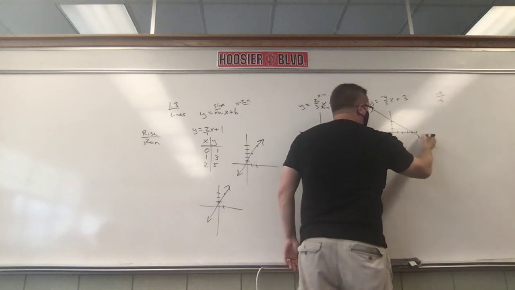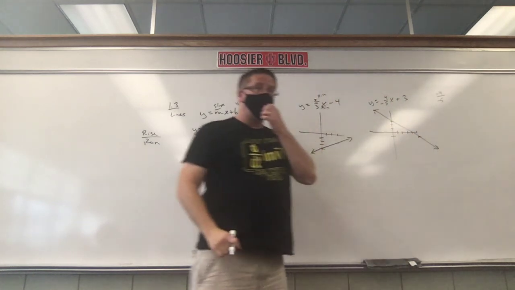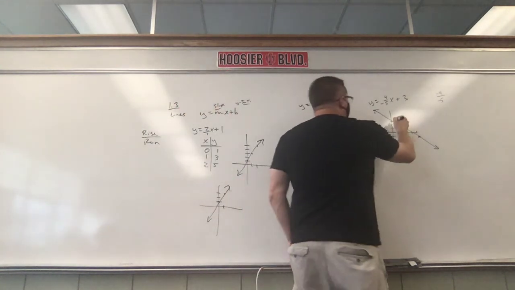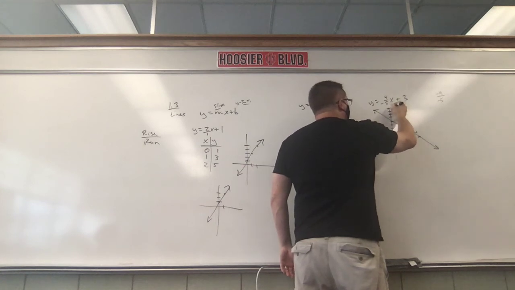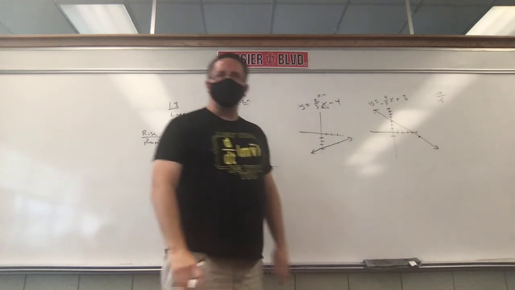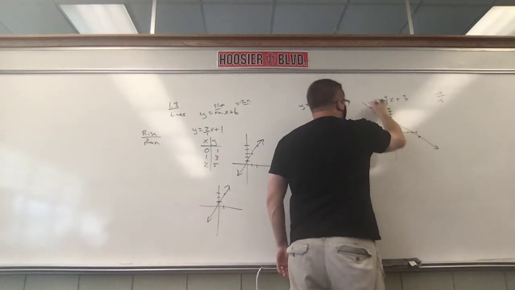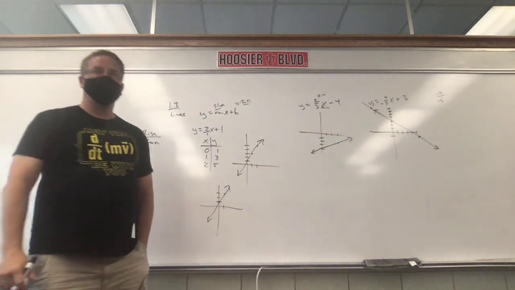Now what if I chose to put the negative on the 5? Would that have been okay? Yeah, it would have been. Here's what would have happened though. We would have risen 4, but then ran negative 5. What do you think that means? We're going to go left 5. So guess what? Different point, same line. It doesn't matter, okay? It really doesn't matter.